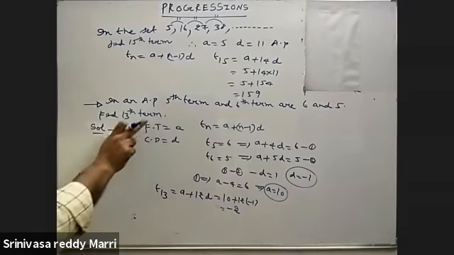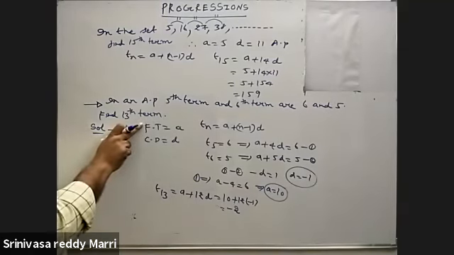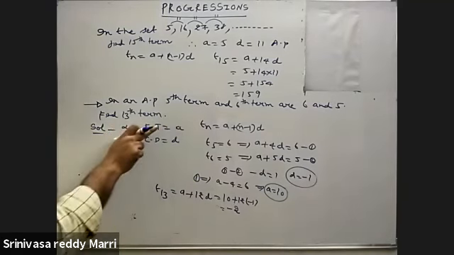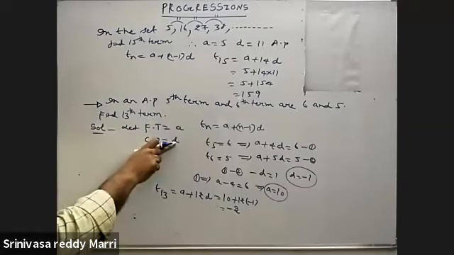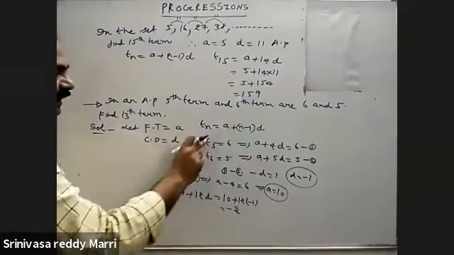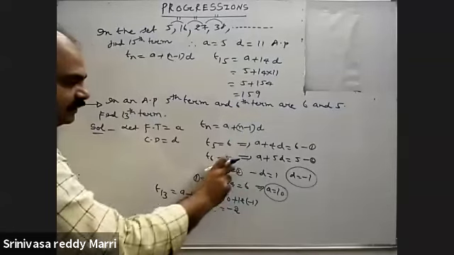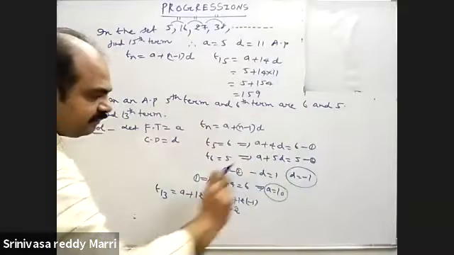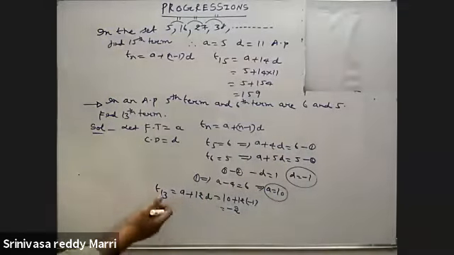Like that, whenever a problem is given, you assume the first term as a and the common difference as d and write the terms given, giving these two equations. From those, you solve for a and d. Then you will get any term by using this formula.